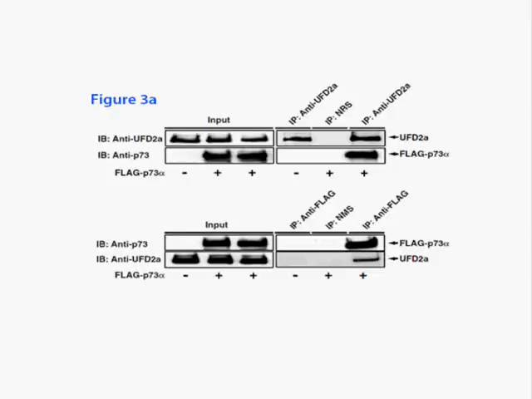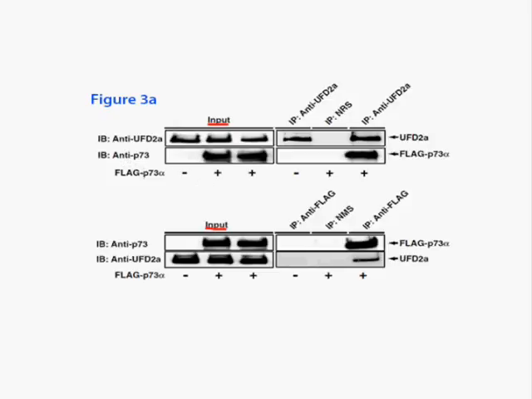Hey guys, this is figure 3a. Basically, this figure shows that an interaction between UFD2a and P73 exists. First off, over here, these left panels labeled input are just controls. They show that UFD2a exists endogenously in the cells and in the lysate.